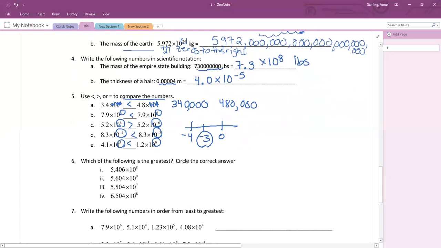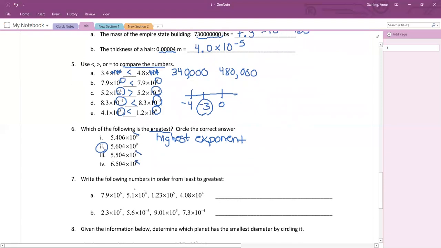So then when I'm looking at these, which is the greatest, I'm looking for the highest exponent. And if some are the same, then I would look at the actual number. But that's 8, 7, 8. The 9 is the biggest. I'm not even going to worry about looking at those.